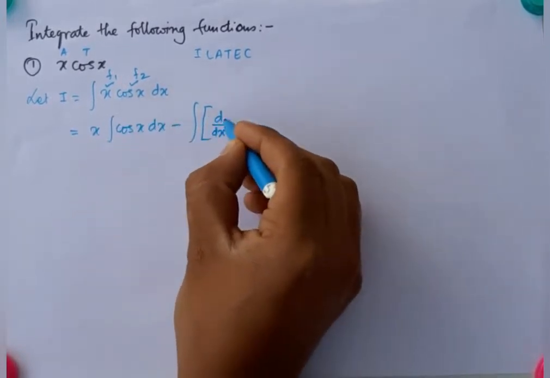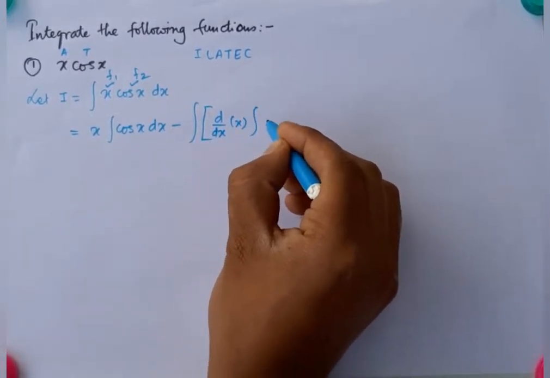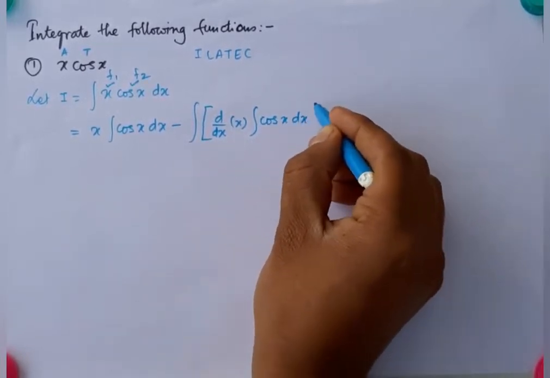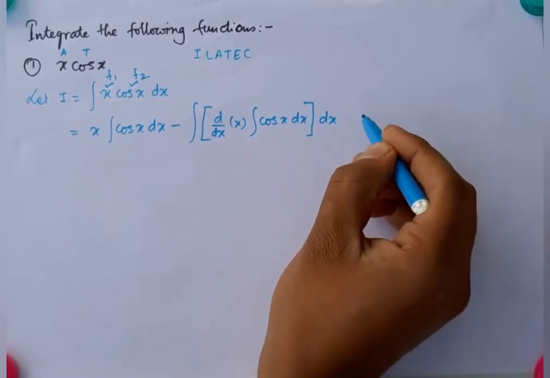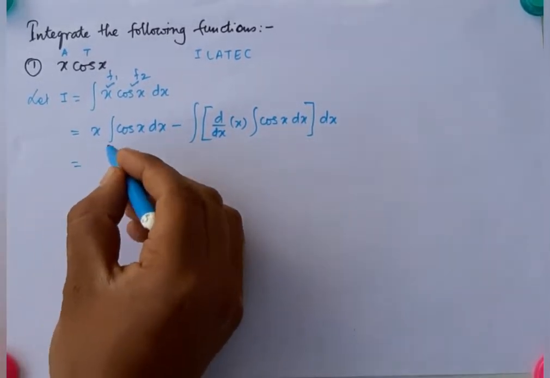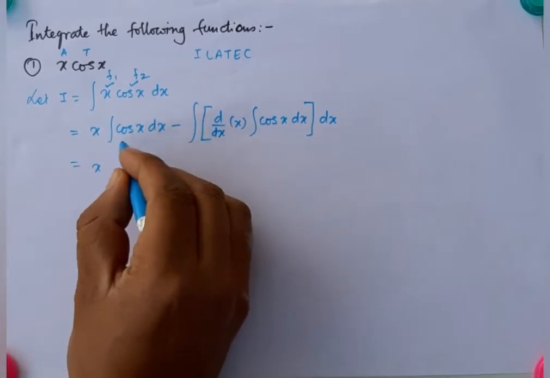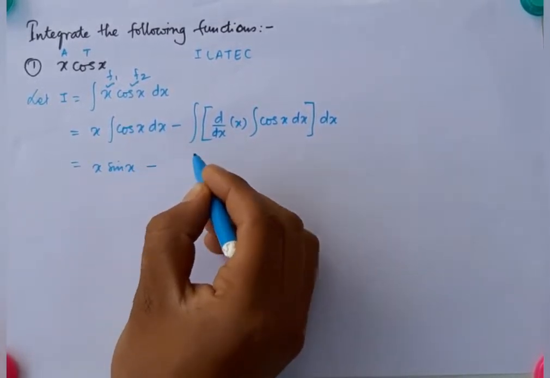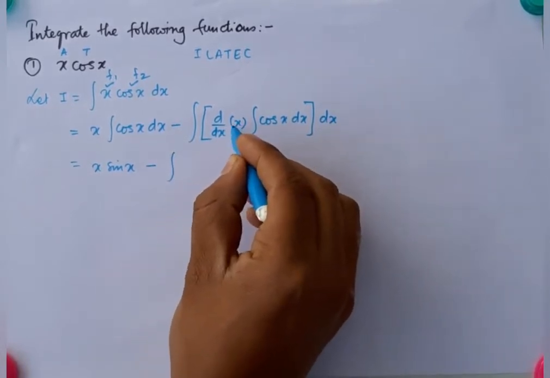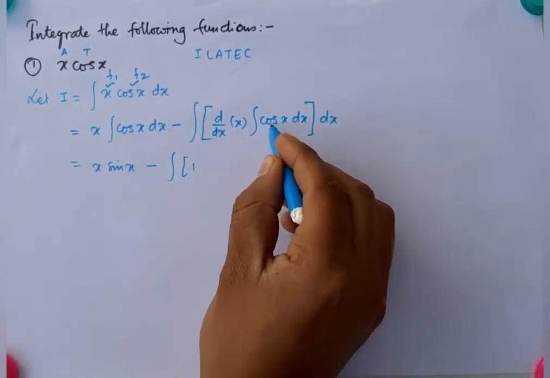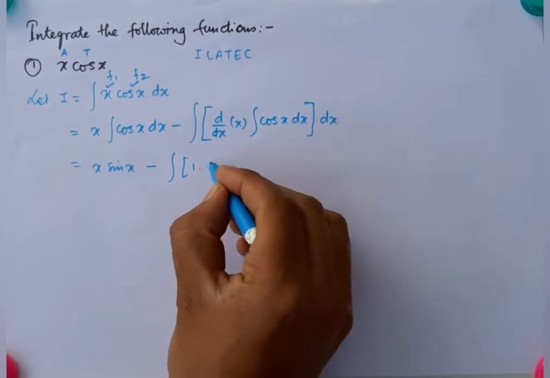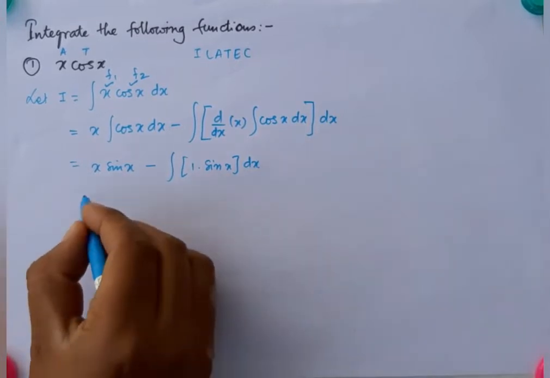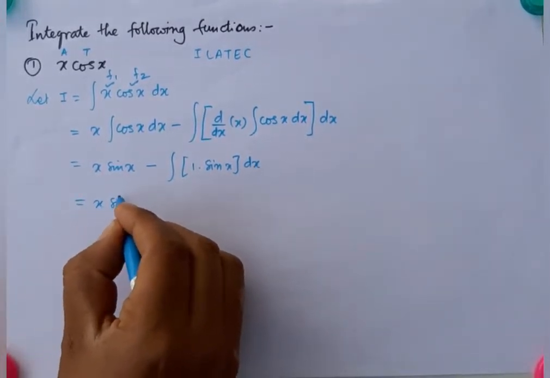So f1 is x here, right? Integral f2, that is cos x dx, isn't it? And outside one more dx needs to be put. Okay, so x. Now what is the integral of cos? The integral of cos is sine, so it is sine x minus, now differentiation of x is 1, again integral of sine is cos is sine x, and we have got integral dx outside, so this is x sine x.